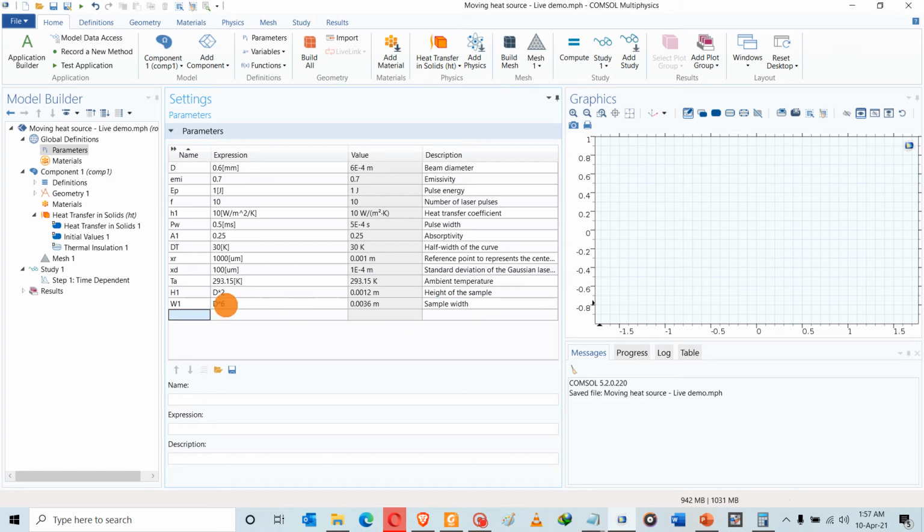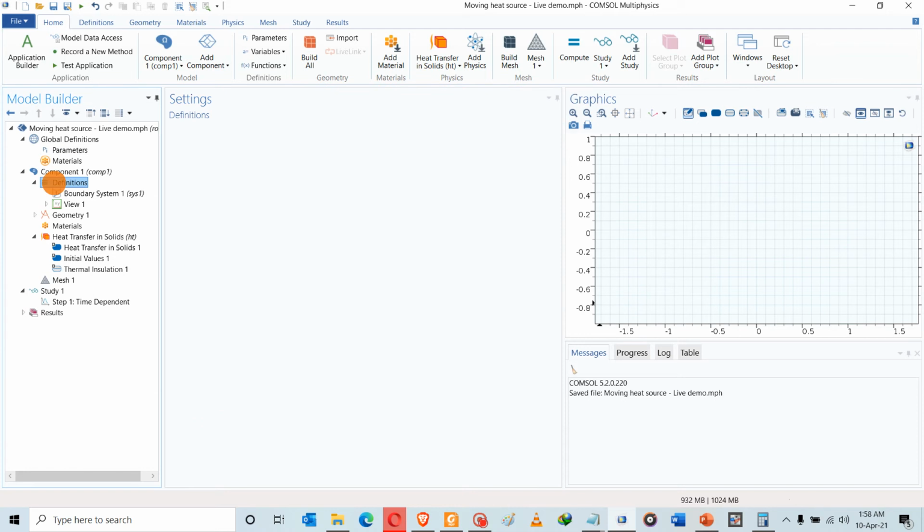I'm making this a multiple so that it's much easier to do other things. So we have the sample dimensions and then we have the laser parameters. And what else do we need? I think we have enough. Okay. So now let's move into the component.